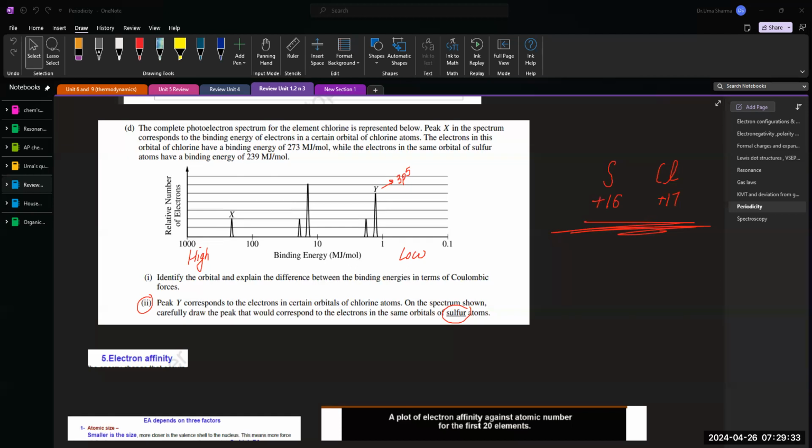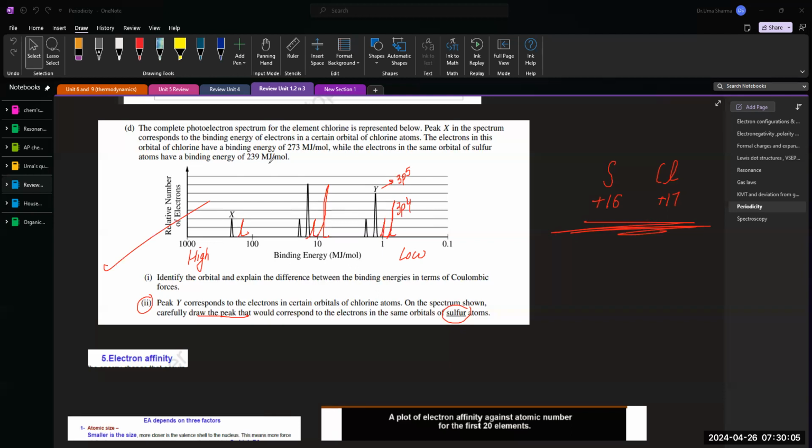Okay, so make the graph. They are asking you to make it. You have to draw the peaks. So how will the peaks appear? Like this. This is 1s2 of sulfur. This is 2s2 of sulfur. This is 2p6 of sulfur. This is 3s2 of sulfur. And this is 3p4 of sulfur. And you will get full marks.